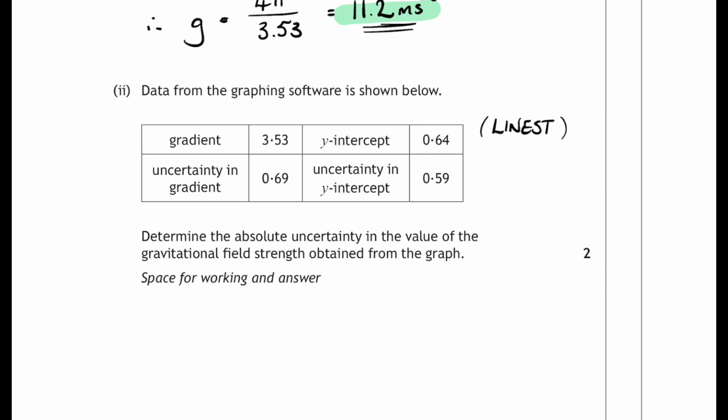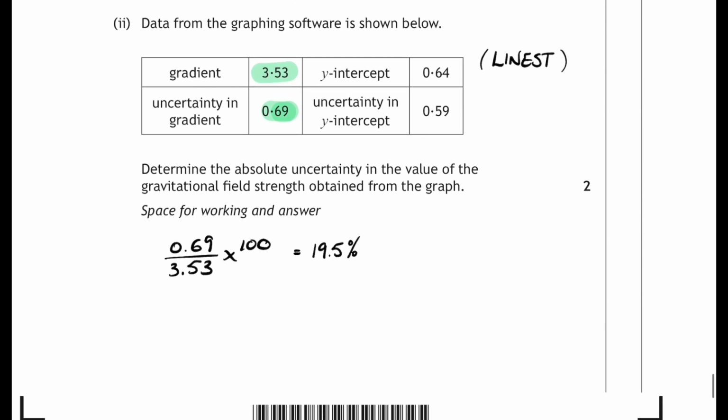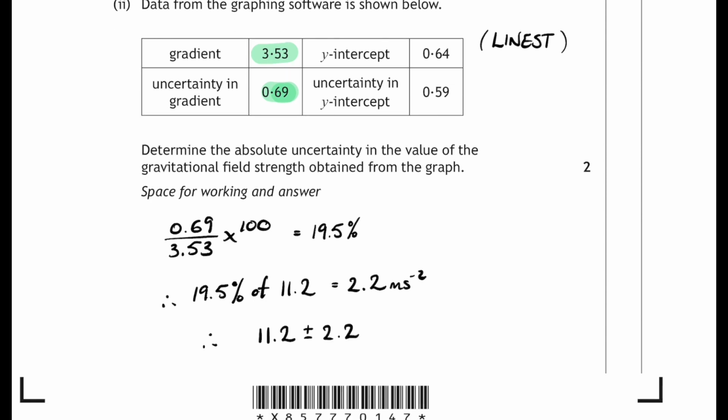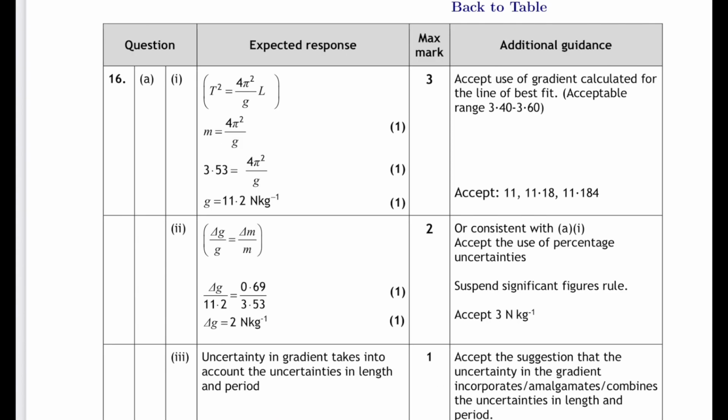So we need the uncertainty in the gradient and the gradient itself. If we take the uncertainty in the gradient and divide it by the gradient, multiply it by 100, then we will get the percentage uncertainty in the value of G. And then it's just a case of taking that percentage uncertainty and working it out as the absolute uncertainty in our calculated value of G, which was 11.2. That gives us an absolute uncertainty of 2.2 metres per second squared, or newtons per kilogram.